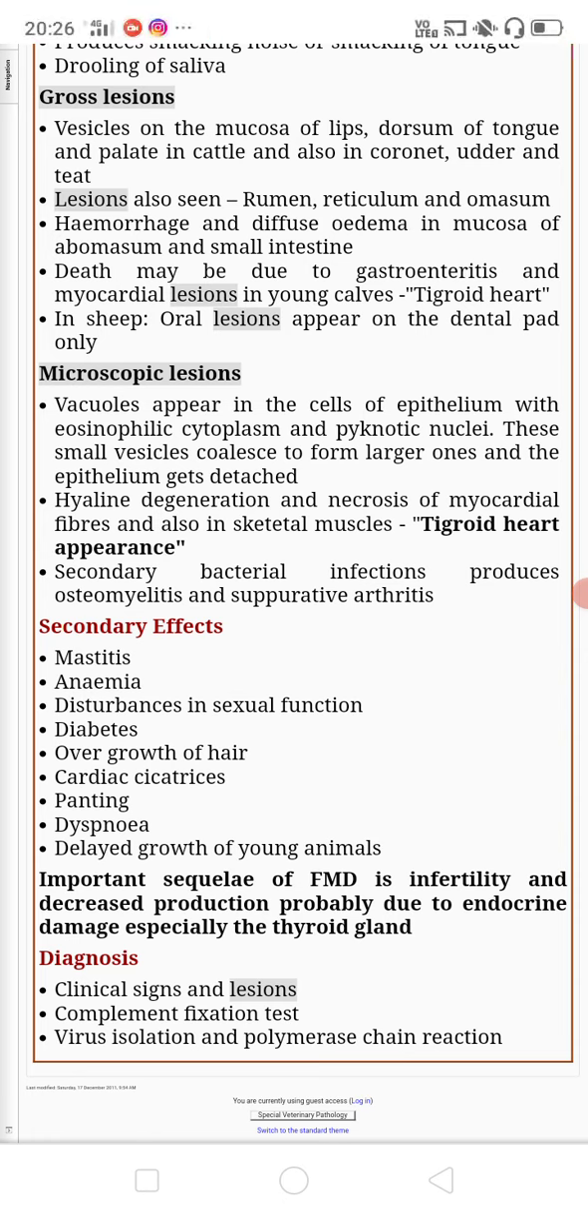Then the secondary effects include mastitis, anemia, disturbance in sexual function, diabetes, overgrowth of hair, cardiac cicatrices, panting, dyspnea, and delayed growth of young animals. An important sequela of FMD is infertility and decreased production, probably due to endocrine damage, especially of the thyroid gland. Then the diagnosis includes clinical signs and lesions, complement fixation test, virus isolation and polymerase chain reaction.